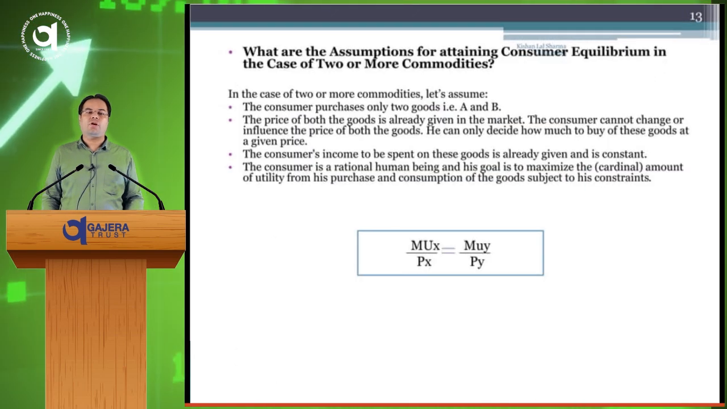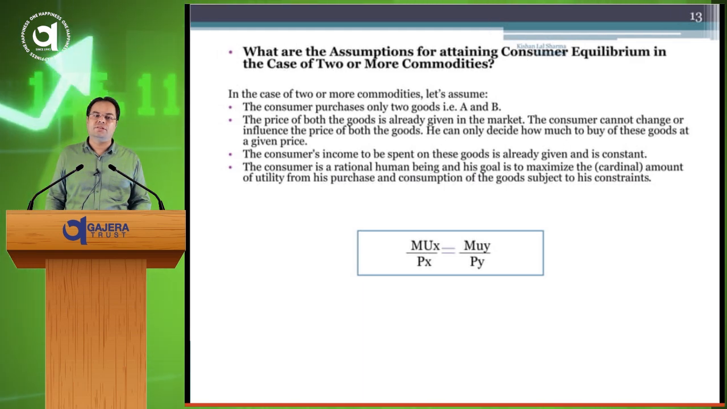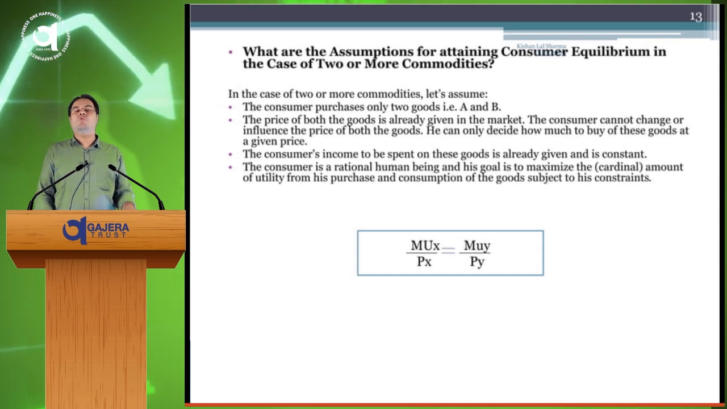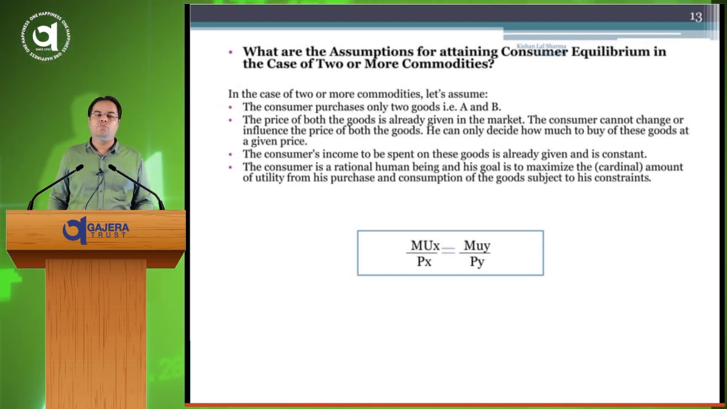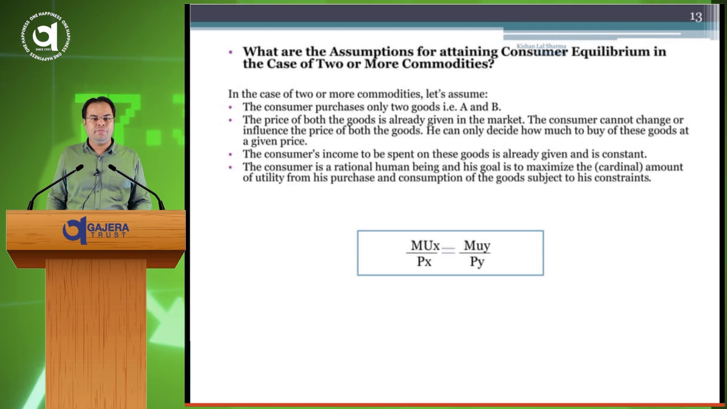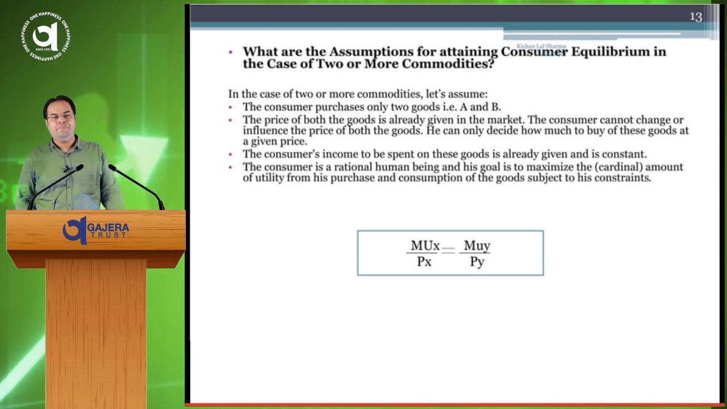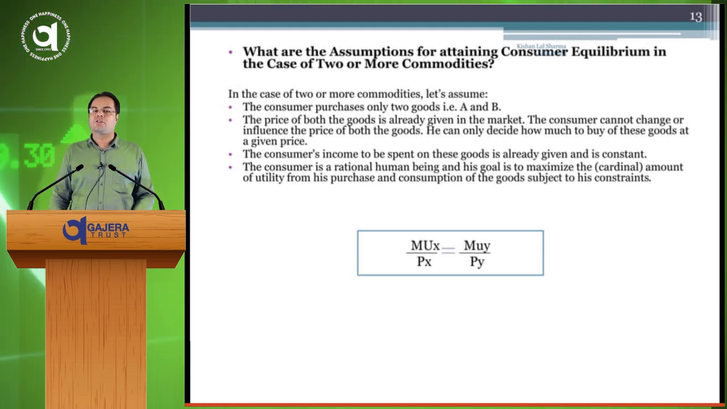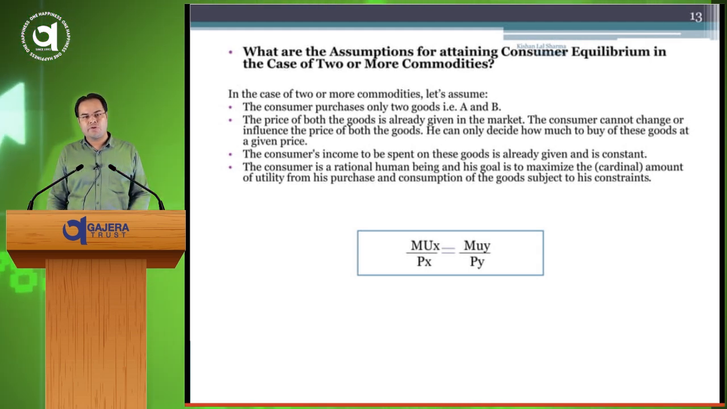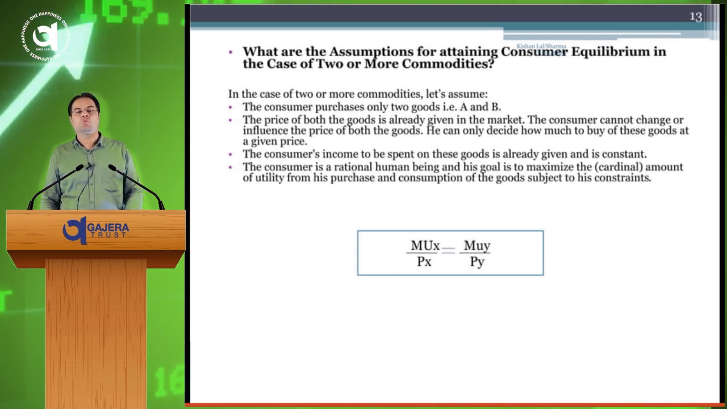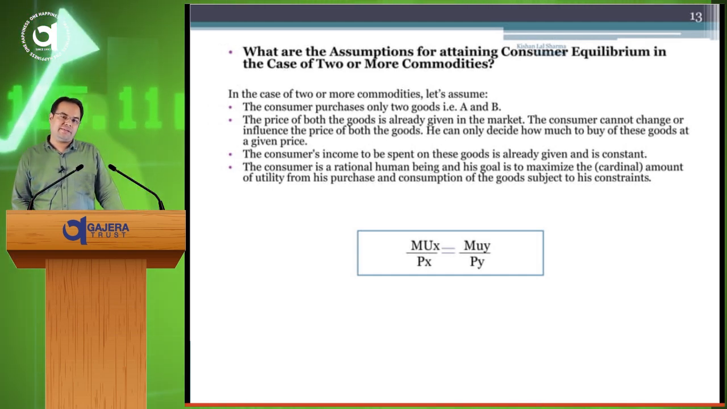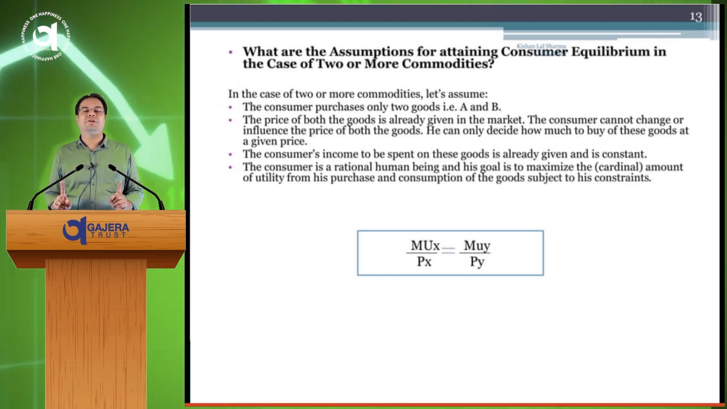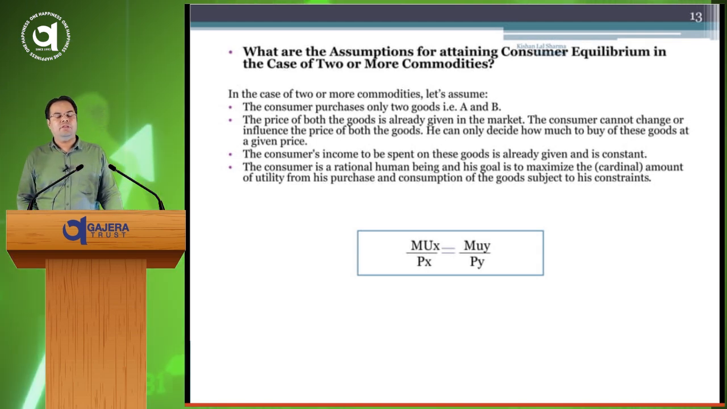Okay. So now, what are the conditions for attaining consumer equilibrium in the case of 2 or more commodities? This was the single commodity case. In the 2 commodity case, or more than 2 commodities, let us assume that the consumer purchases only 2 goods, that is A and B. So here we are taking the assumption of 2 goods A and B. The prices of both goods are already given in the market. The consumer cannot influence the price of both goods. He can only decide how much to buy of these goods at the given price.